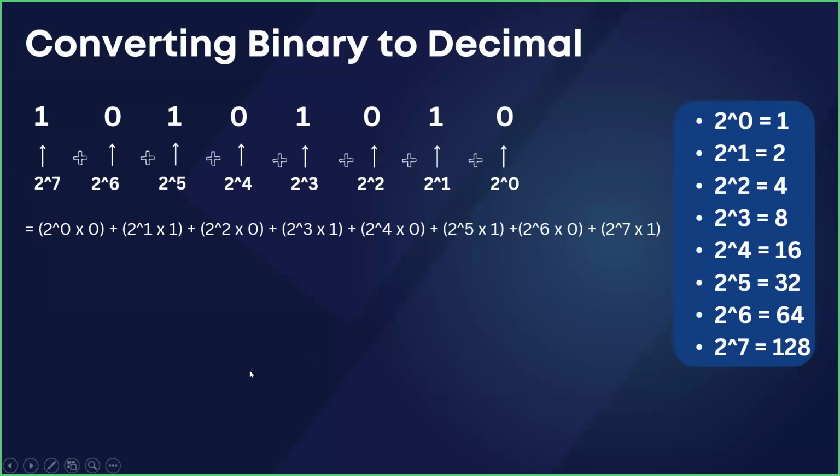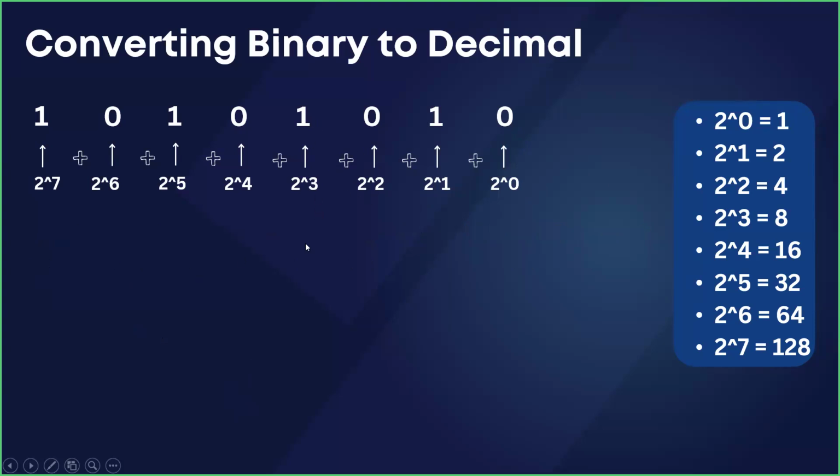Now, once you know these values, as mentioned, you multiply the lower value with the top bit. So 2 power 0 into 0, that is simply 0. 2 power 1 into 1, 2 power 1 is 2, into 1, that's 2 itself. 2 power 2 into 0, 0 again. 2 power 3 into 1, that's 8.